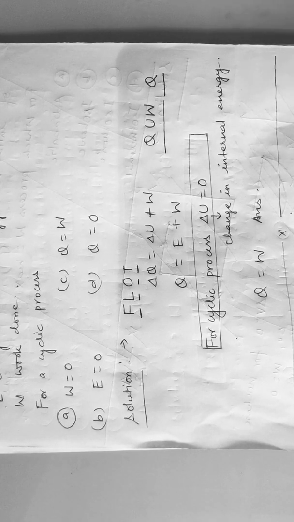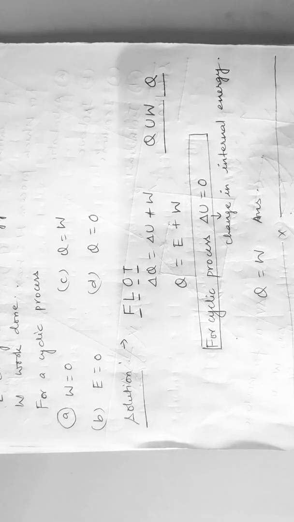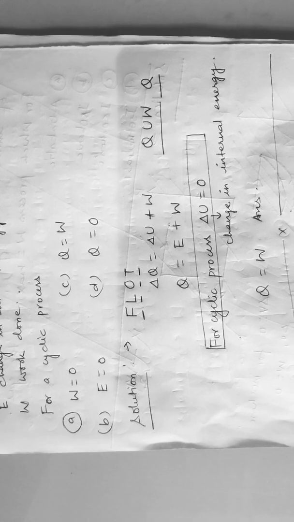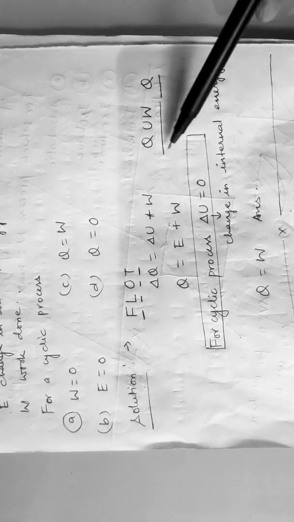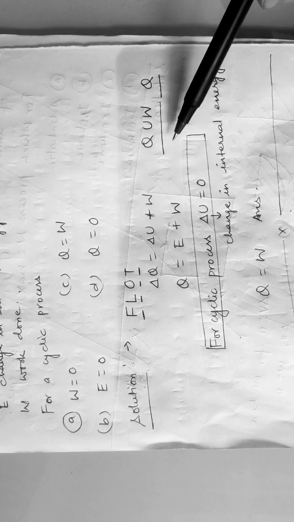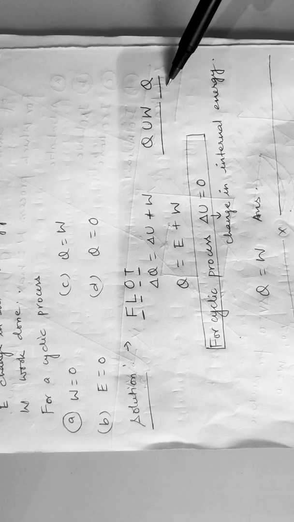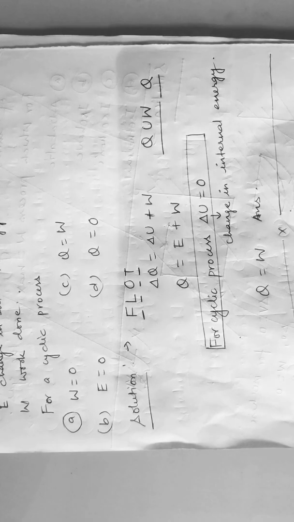For the first question, we have done it very simply. Now let's move on to the next question. So please remember this first law of thermodynamics, delta Q is equal to delta U plus W, QUW, we can pronounce it like this, QUW. So Q, you remember it. Okay. Now next question is from the same first law of thermodynamics.